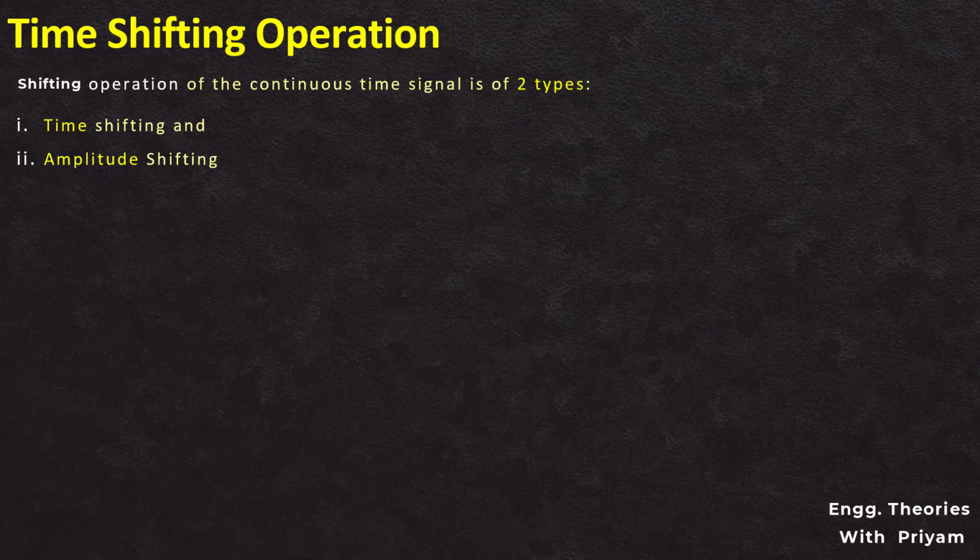We know that continuous time signal or CTS is a function of independent variable time t and is defined for all the values of the independent variable t. Continuous time signal can be represented by x(t), where x is the dependent variable and t is the independent variable.